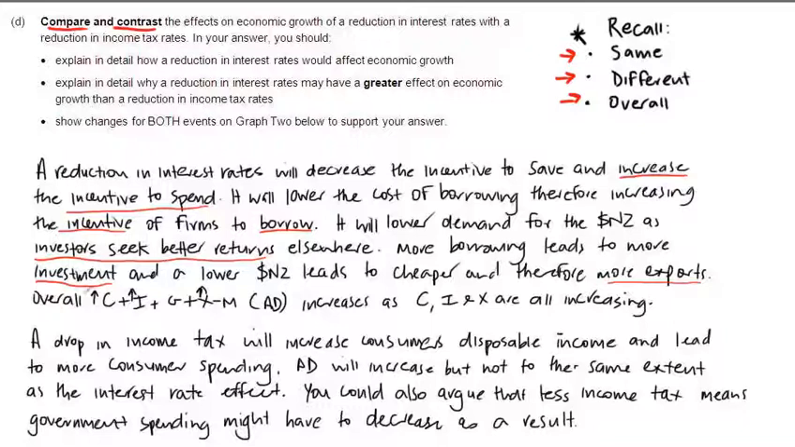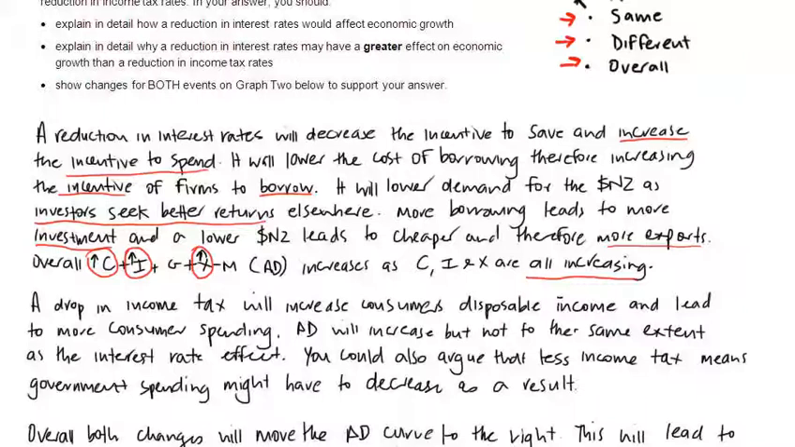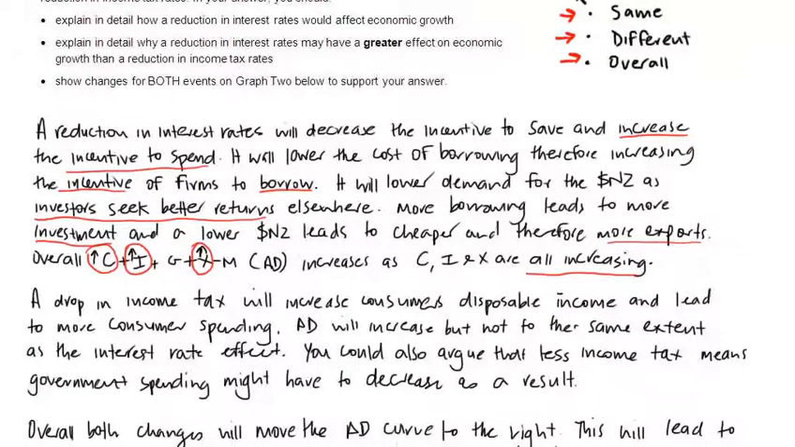So overall, what do we see? In the AD equation, C increases, investment increases because that's I, and exports increase. So three parts of the equation increase, C, I, and X, they're all increasing. So that's going to be a pretty significant impact on aggregate demand, you would think. Okay, so let's scroll down the page.